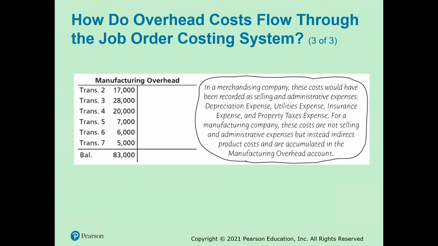Here you see this note. In a merchandising company, these costs would have been recorded as selling and administrative expenses, such as depreciation expense, utility expense, insurance expense, and property taxes expense. However, for a manufacturing company, these costs are not selling and administrative expenses, but instead they are indirect product costs, and they are accumulated in the manufacturing overhead account.